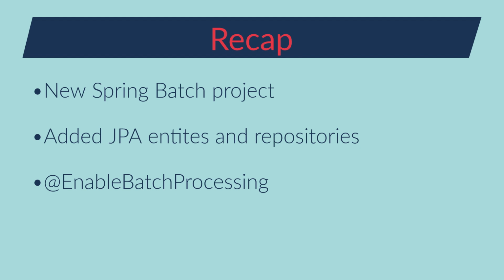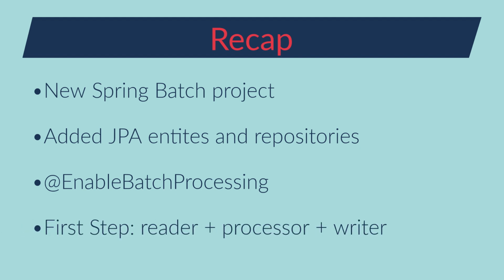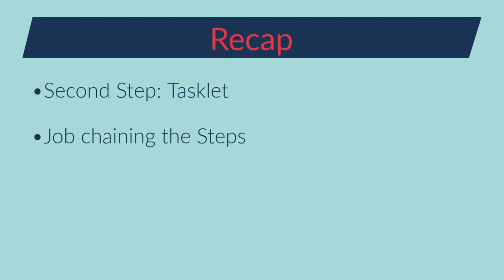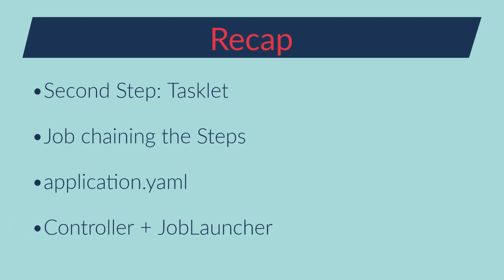I've created two steps. The first one was composed of a reader, a processor, and a writer to read a CSV file and store it in the database. The second step was a tasklet, which only updates the age of each user. I've created a job chaining those two steps. Then I've edited my application YAML to indicate to create the follow-up tables. And finally, I've created a controller with the job launcher to start the job asynchronously.